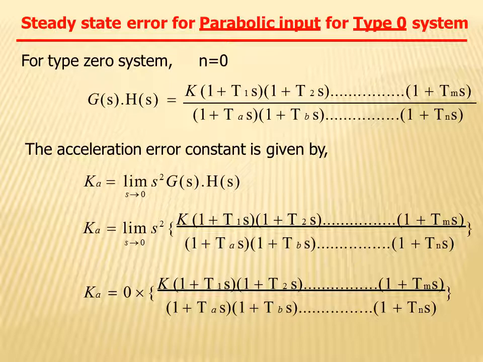Then the acceleration error constant is given by the formula Ka is equal to limit as s tends to 0 of s square into G(s)H(s). Now put the value of G(s)H(s) in the given equation. So it will become limit as s tends to 0 of s square into the given term of G(s)H(s). Then take the limit. So by taking the limit, s square will become 0. Obviously Ka will be 0.